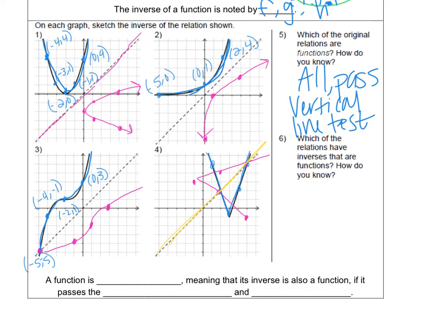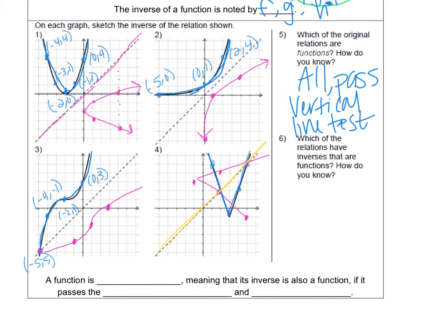So then it says, which of the relations have inverses that are functions? How do you know? So now we're looking at the pink ones that we drew. So out of those, which ones would pass the vertical line test? Well, this first one definitely wouldn't. If I drew a dashed line down here, it has more than one x that would repeat. So that one is not a function.